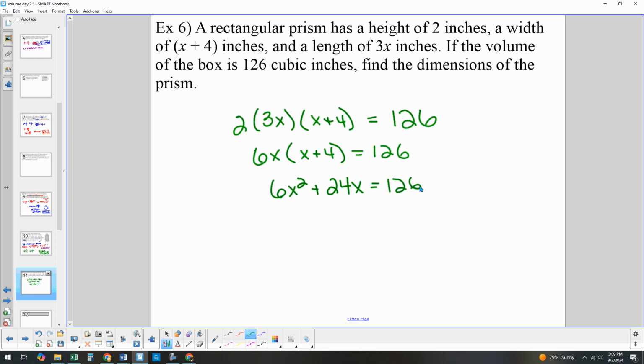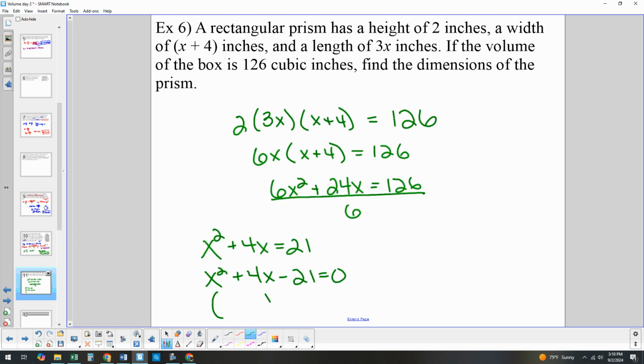And now this is a quadratic. I want it equal to 0 to factor it, but I also don't want the 6 in front of the x squared. So I'm going to divide everything by 6 right now. So x squared plus 4x equals 21. So now let's move that over to get it equal to 0. And we're going to factor. We're looking for the two things that multiply to negative 21 and add to positive 4, like positive 7 and negative 3. So x could be negative 7 and x could be positive 3. Since if I try to put negative 7 in here, I would get negative 21, the negative is out, so x really can only be 3.